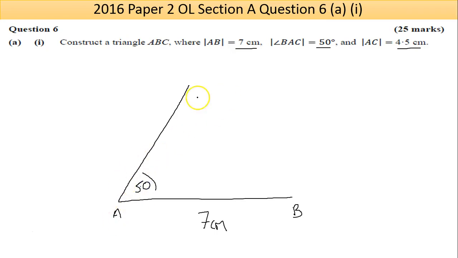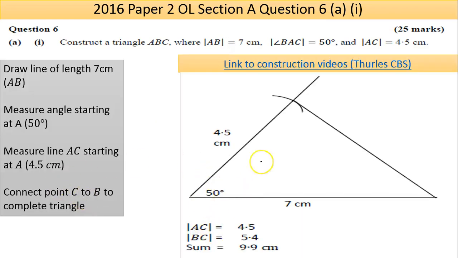Now, AC is 4.5 centimeters long. You could measure that with your ruler, but I would say just use your compass. Measure 4.5 on the compass, and wherever the line draws, make an arc. That's kind of what they're expecting. So that there is 4.5 centimeters long. You bring that back and join up with B to make the triangle ABC. So that's it. Now I have the answer done out.